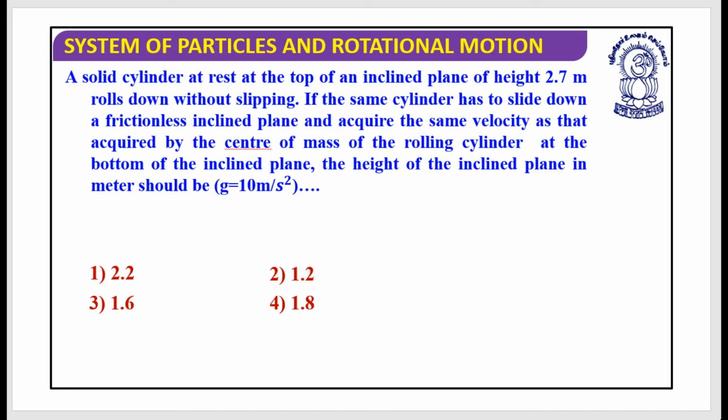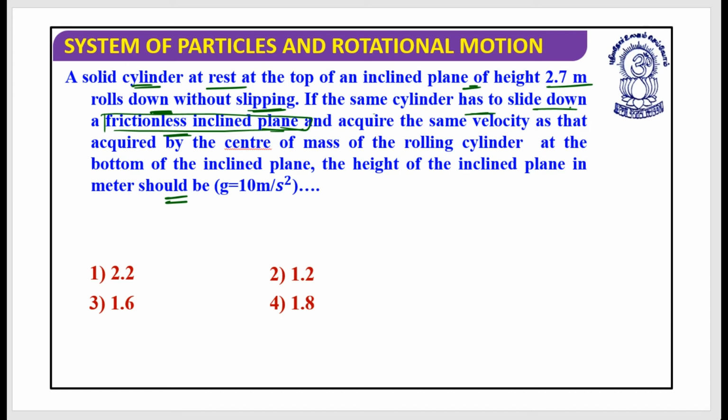This question says that a solid cylinder at rest at the top of an inclined plane of height 2.7 meter rolls down without slipping. If the same cylinder has to slide down a frictionless inclined plane and acquires the same velocity as that acquired by the center of mass of the rolling cylinder at the bottom of the inclined plane, the height of the inclined plane in meter should be. How will you do this?